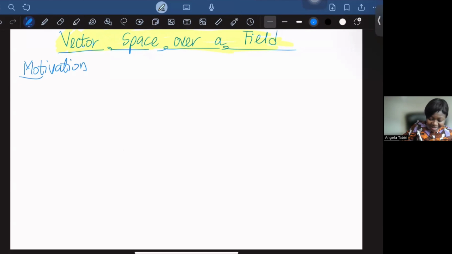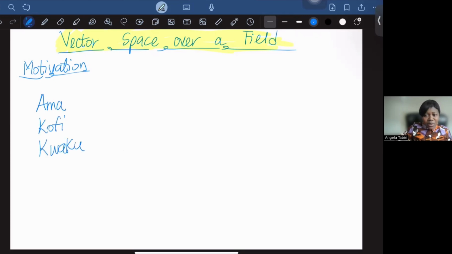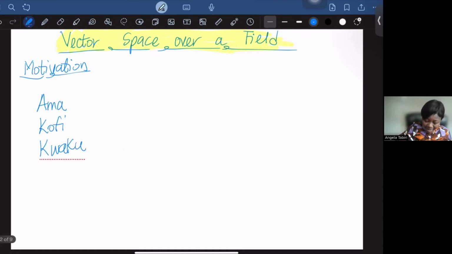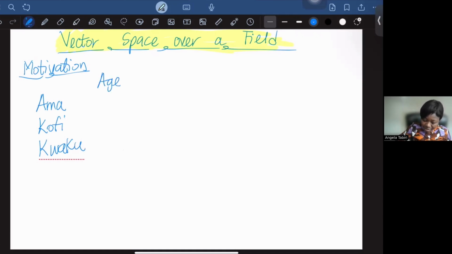So I teach, and I walk into a class and I have Ama, Kofi, and Kweku in my class. And when I walked into class this morning, I said I wanted to take some data from them. And that data, I wanted to collect their age, their height, and also because they are students, they get some allowances or some stipends that supports their stay in school. So I'll collect some data about their stipend or their allowance that they receive.